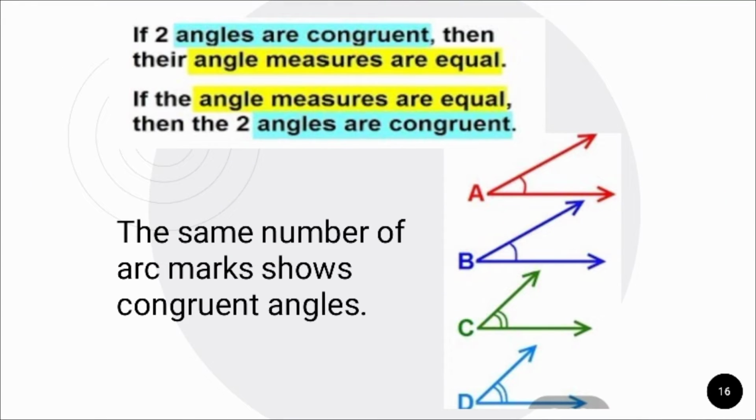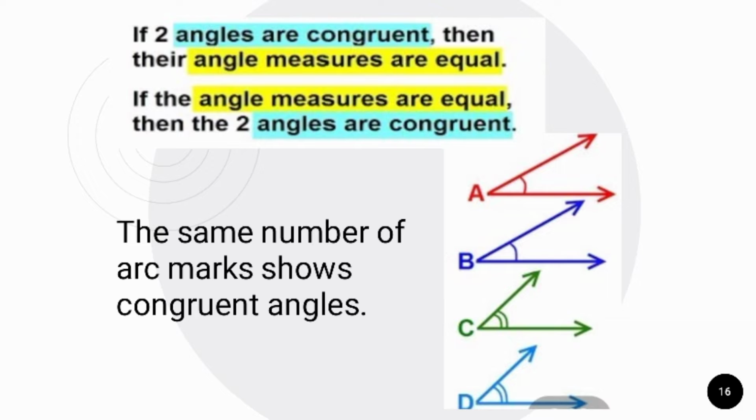If 2 angles are congruent, then their angle measures are equal. If the angle measures are equal, then the 2 angles are congruent. The same number of marks shows congruent angles.